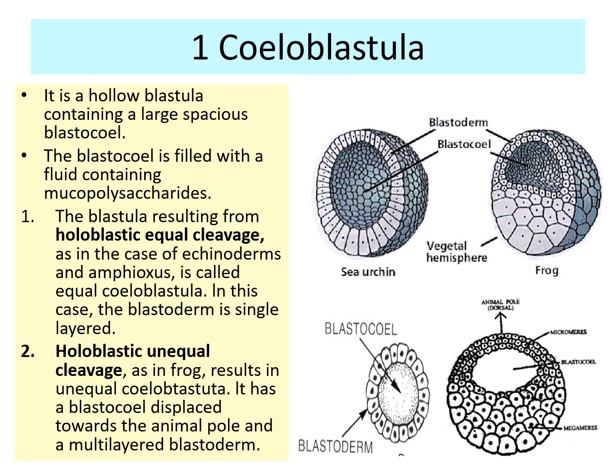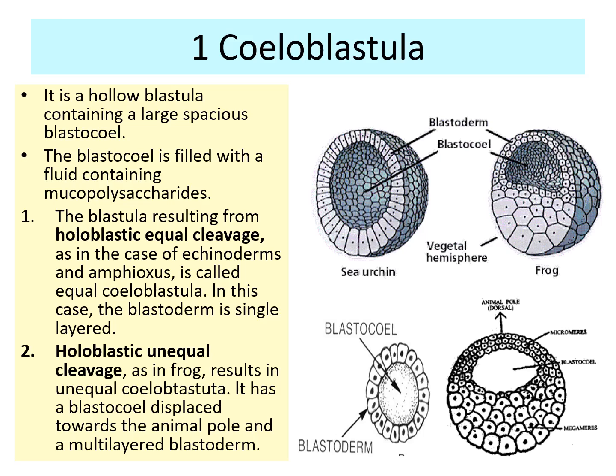So first of all, the coeloblastula. It is a hollow blastula containing a large, spacious blastocoel. The blastocoel is filled with fluid containing mucopolysaccharide. It is of two types: number one, holoblastic equal cleavage, and second, holoblastic unequal cleavage. These are the two important cleavages which form two different types of blastula.